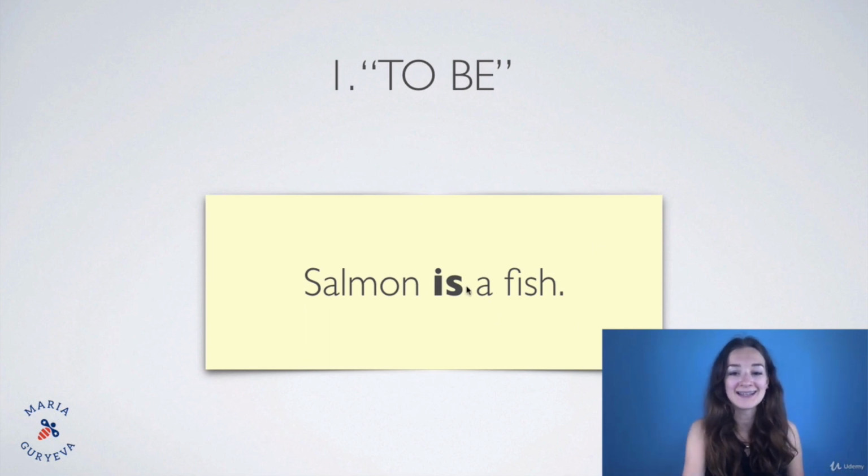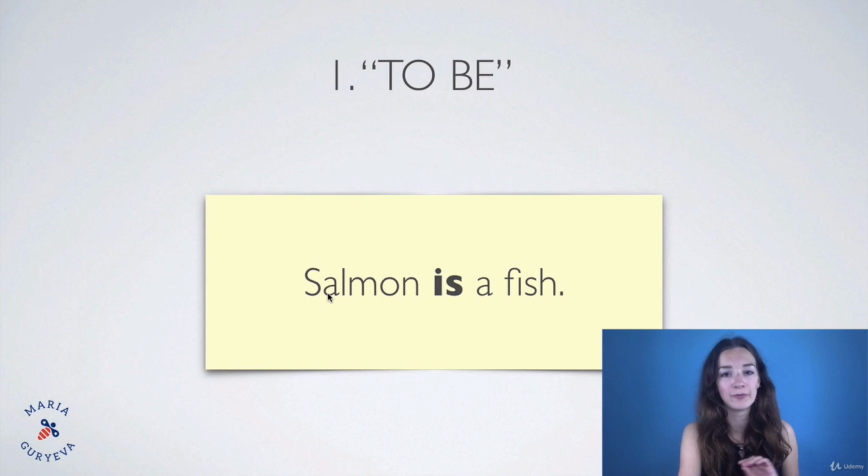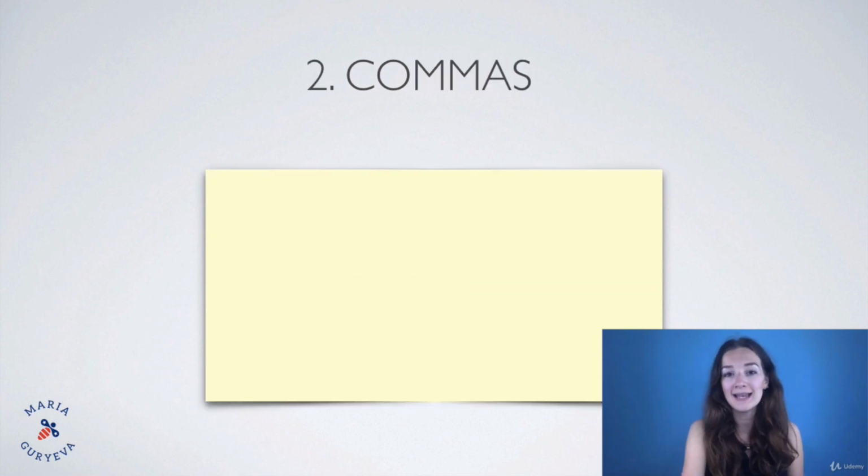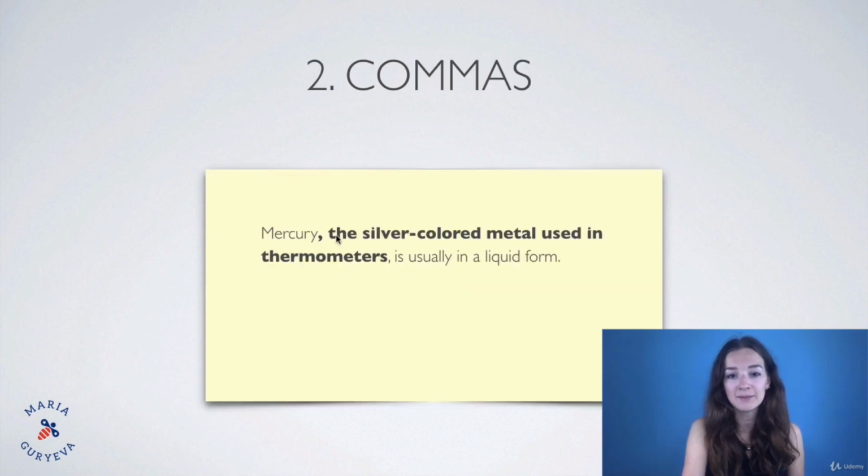So we see this is the synonym, or this is the category, the word that explains what salmon is, all right? So the first one is "to be." The second one is commas. Sometimes the definition of the word is written in commas. For example, "Mercury, the silver-colored metal used in thermometers, is usually in a liquid form."